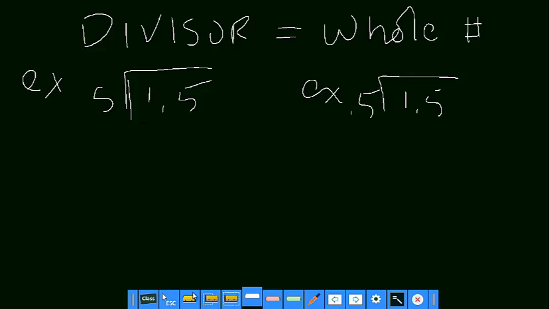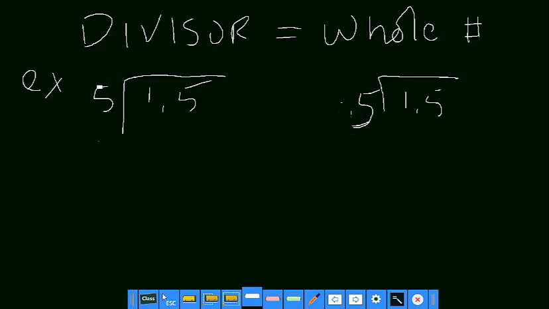Let me just make this clear. So 1 comma 5 divided by 5. The other one is 1 comma 5 divided by comma 5. Your divisor is always a whole number. If it's not a whole number like this, you're going to convert it, and that's the only thing that we have to do in dividing.